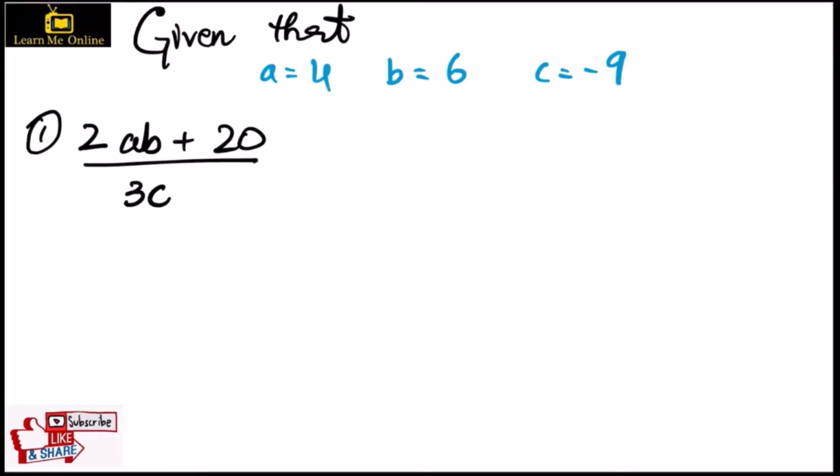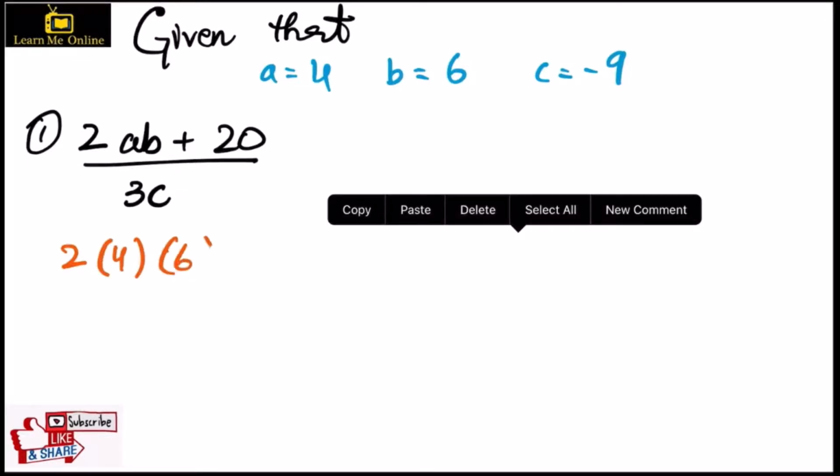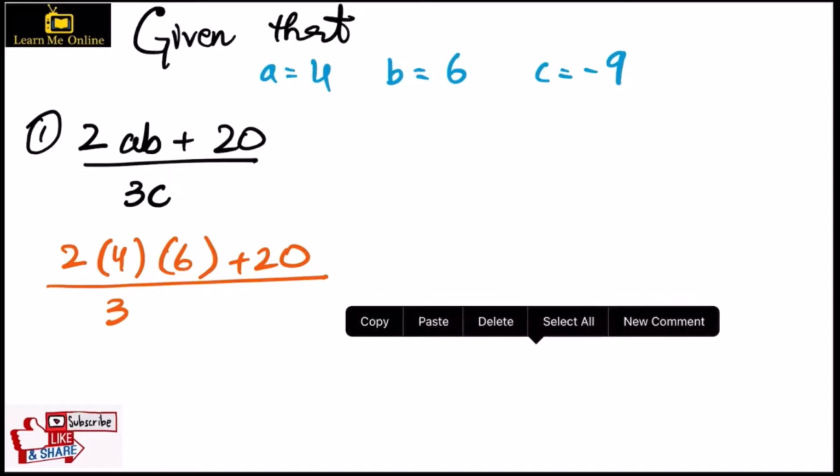Now we see that the two variables a and b are written together and the variable c is in the denominator. So we'll be applying the substitution by using the brackets. So we have a 2 here. A is 4, I'm going to write down in a bracket. B is 6, again it makes another bracket here. There's plus 20 and there is 3 times c. So c is minus 9, we're going to write down minus 9 here then.